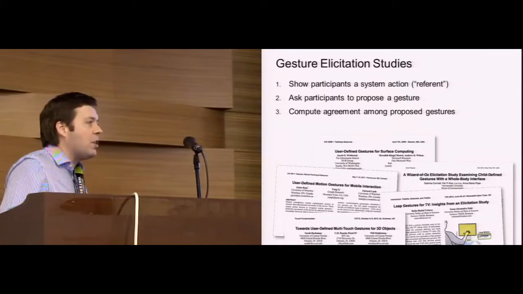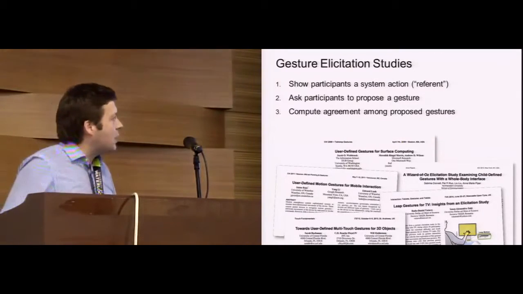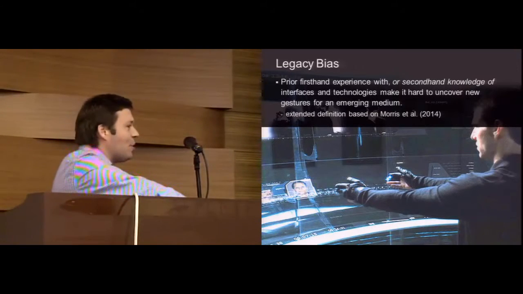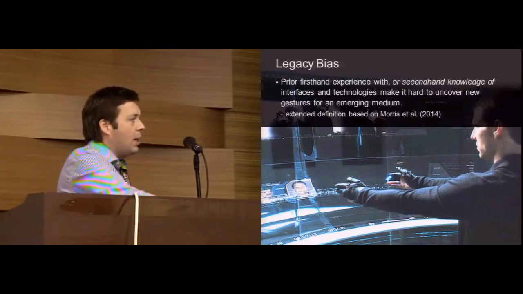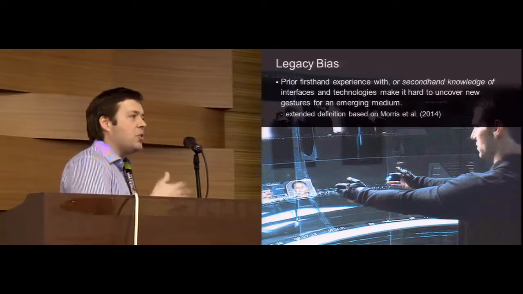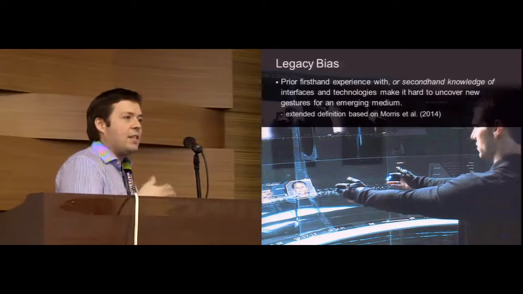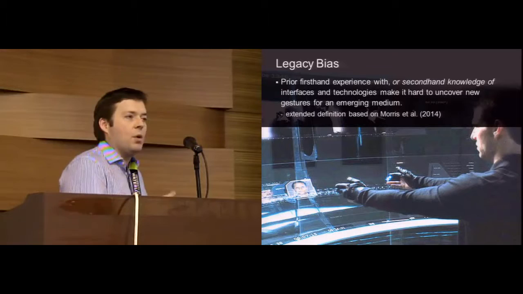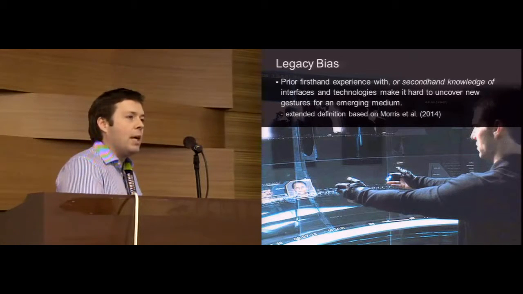Thinking about the space of whole body gestures, the first bias that Dan and Jaime were looking at in this paper was something called a legacy bias. The idea behind a legacy bias is that when people have experience with an interaction, that tends to color the type of gestures that they propose. If they've used a Kinect, or seen a movie where whole body gestures are being performed, then that colors the gestures that they actually propose.